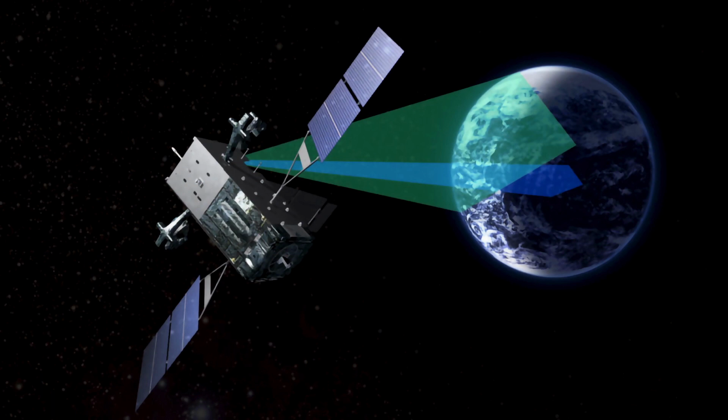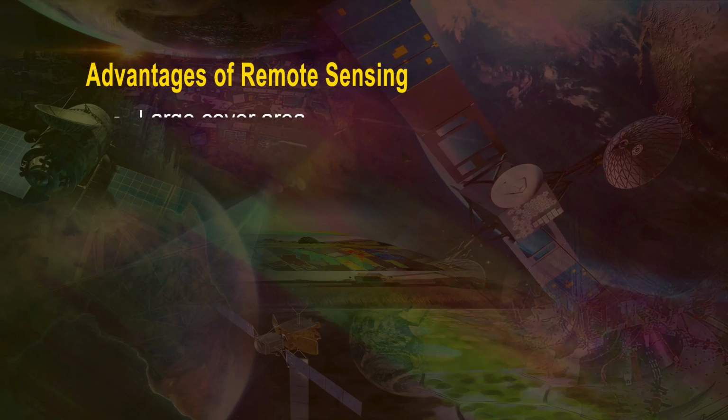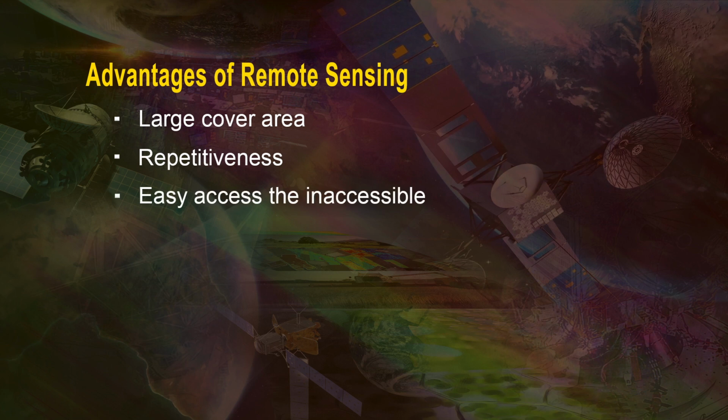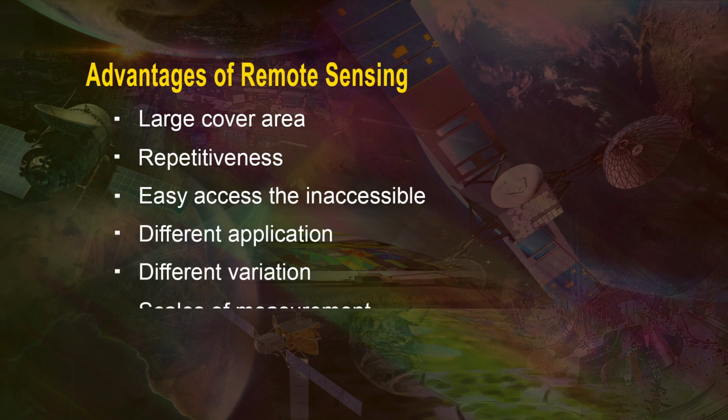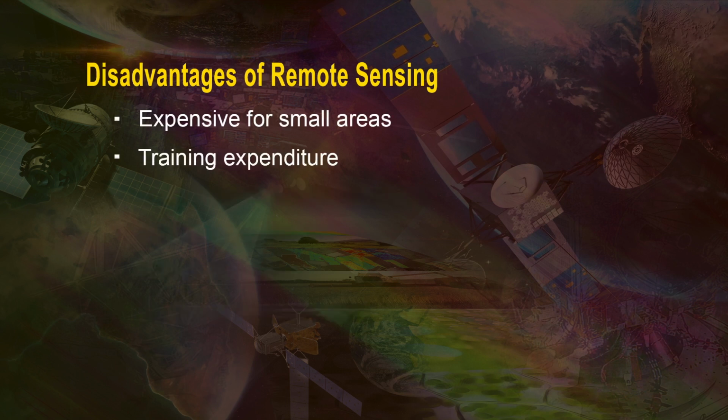As with any other technology, remote sensing has advantages like large area coverage, repetitiveness, easy access to the inaccessible, different applications, and different variations and scales of measurement. Remote sensing also has disadvantages like being expensive for small areas, training expenditure, calibration, human errors, etc. Remote sensing is basically a multidisciplinary science which includes a combination of various disciplines such as optics, stereoscopy, photogrammetry, computers, electronics and telecommunication, satellite launching, etc. All these technologies are integrated to act as one complete system known as the remote sensing system.